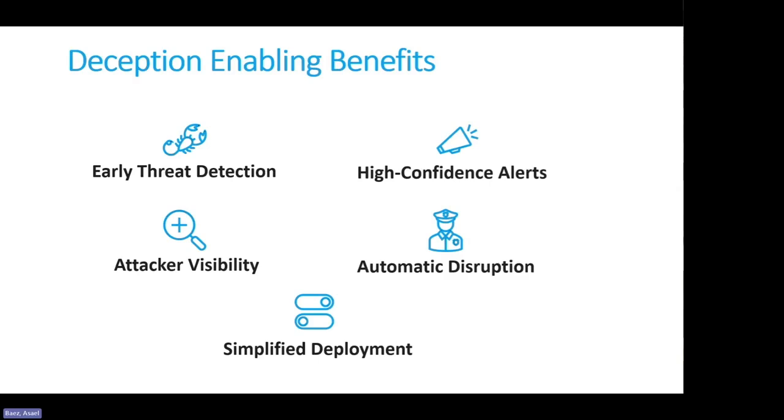And again, as I mentioned, it's very easy to enable. We just have to go to settings, then endpoints and deception rules, and then from there create our decoys. So any questions before the next slide?